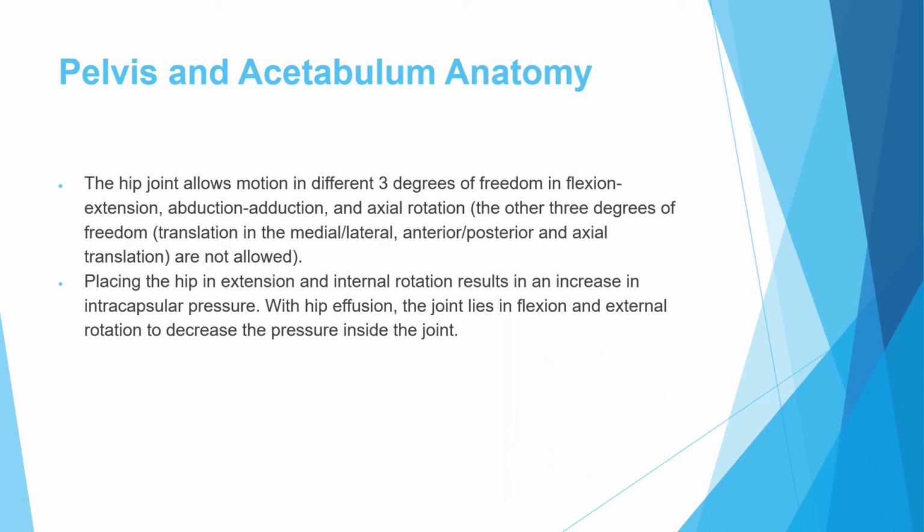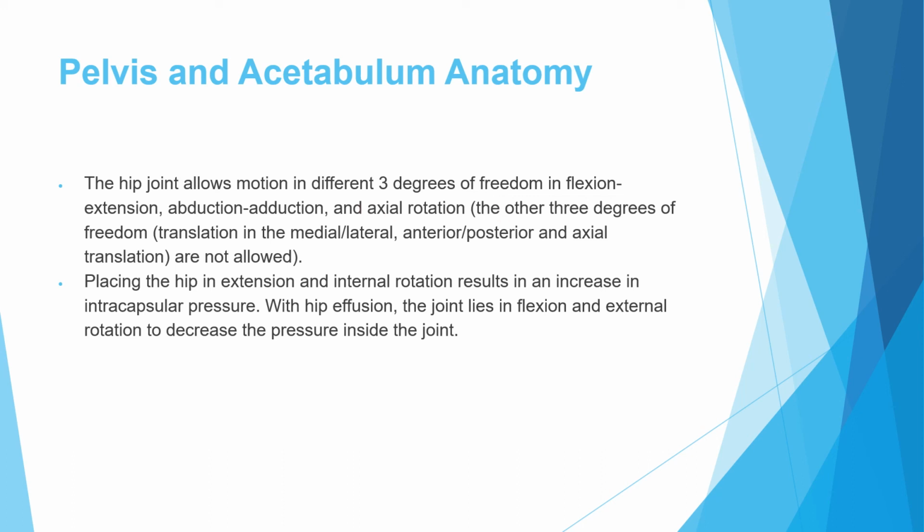The hip joint is a ball and socket joint. It allows 3 degrees of freedom, which are flexion-extension, abduction-adduction, and axial rotation. It does not allow the other 3 degrees of freedom, which are translation mediolateral, translation anteroposterior, or axial translation, which is shortening and lengthening. So the hip joint, ball and socket, allows 3 degrees of freedom: flexion-extension, abduction-adduction, and axial rotation.